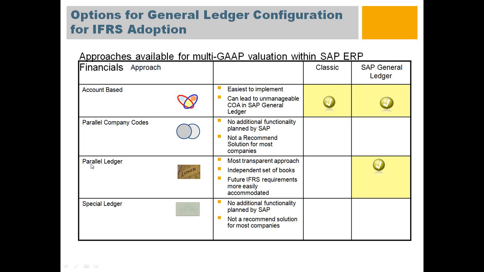And in the new GL, you use the parallel ledger concept. Most transparent approach. You would not work in the classic GL. It only works for your SAP general ledger, is independent of the set of books, and features the IFRS requirements, most easily accommodated. So we are going from the account-based model to a parallel ledger model. Different approaches.